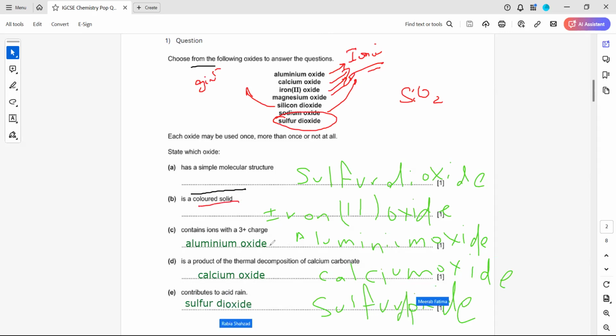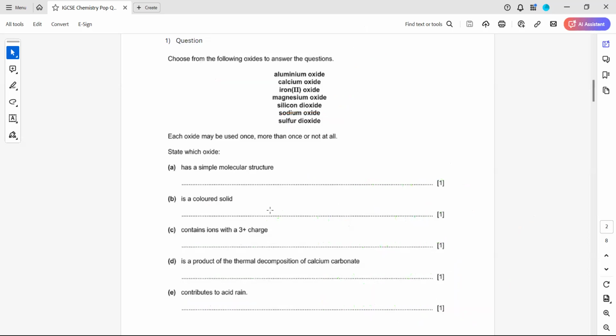Then, it is a colored solid. So which one is a colored solid? The iron 2 oxide is a colored solid. Contains iron with a charge of 3 plus. So that is aluminium oxide, a product of the thermal decomposition of calcium carbonate. So when we decompose calcium carbonate, it forms calcium oxide plus carbon dioxide. So calcium oxide is there. And the last one, contributes to acid rain. So it should be a non-metal oxide. And the most likely is sulfur dioxide, which forms sulfurous acid or sulfuric acid, which leads to acid rain.